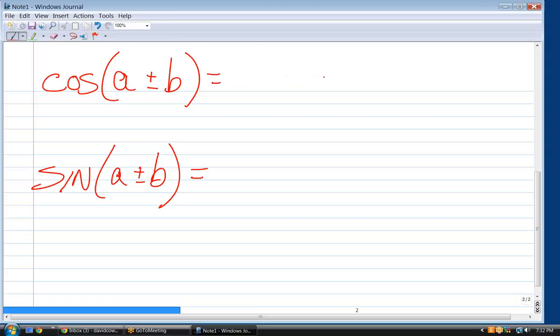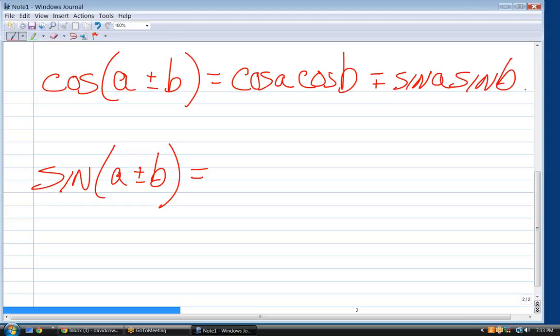The cosine one is cosine, cosine, opposite, sine, sine. So, in other words, that's all I need to know to memorize it. It's got to be cosine, cosine. So it's got to be cosine of A, cosine of B. Opposite, meaning minus or plus, sine of A, sine of B. Okay? So once you figure out how to memorize the cosine one, it makes it a little easier to memorize the sine one.